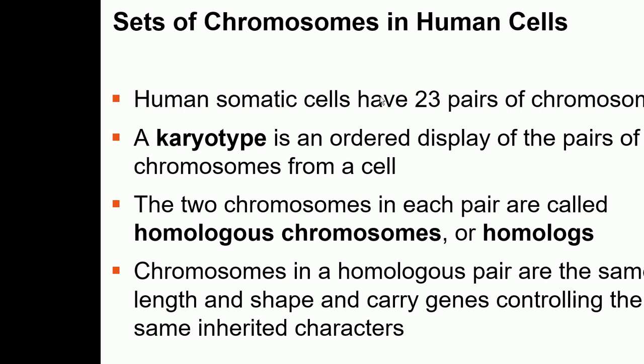A few more important things we need to know about the chromosomes. As I said, humans have 23 pairs of chromosomes, and a karyotype is basically the picture of chromosomes. In every pair there are two chromosomes, and they are called homologous chromosomes. Chromosomes in a homologous pair are the same length and shape, and carry genes controlling the same inherited characters.